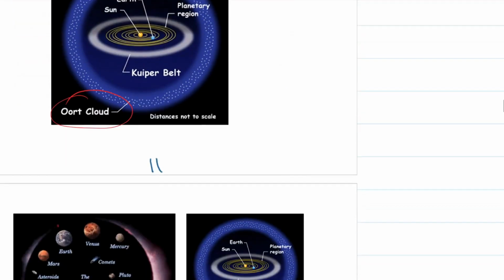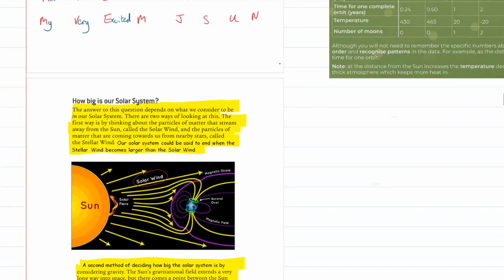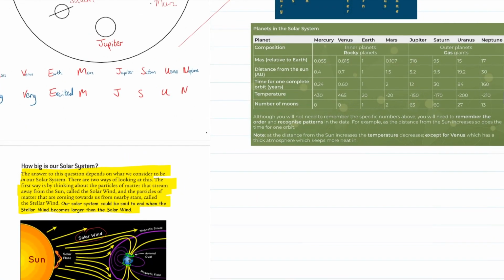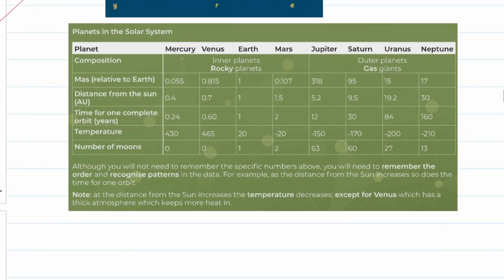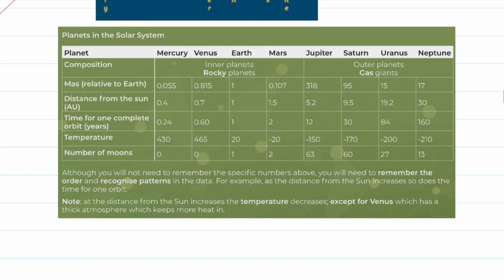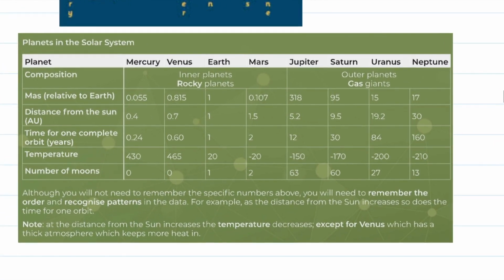Now, for GCSE, we consider the solar system to certainly include these planets, and of course their moons. For example, Jupiter's got 63 moons. Incredible. Earth, of course, has got one, what we would call the moon.